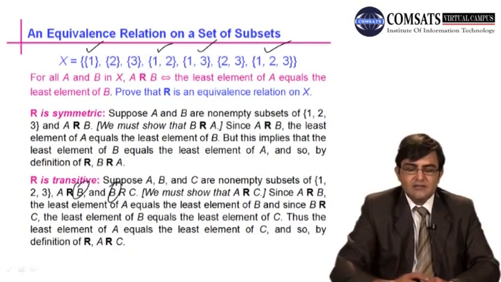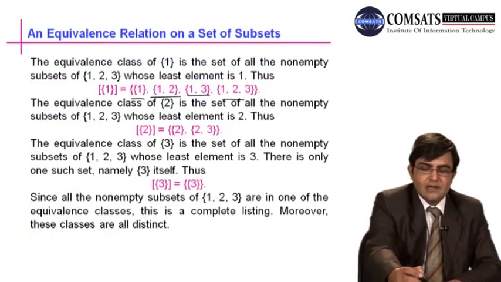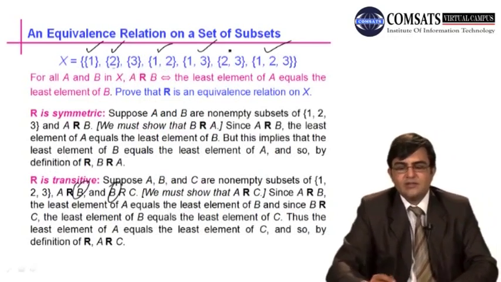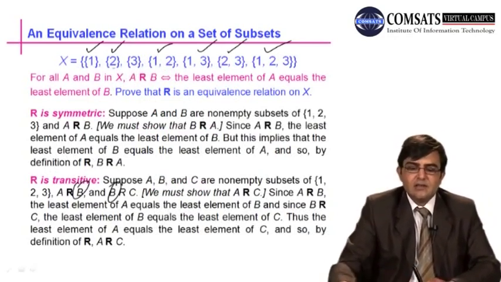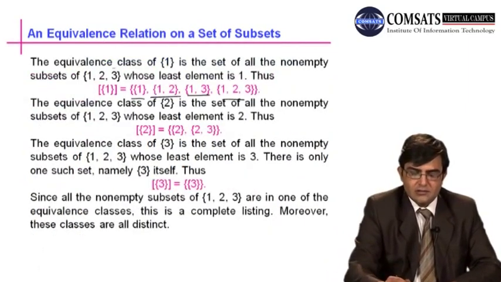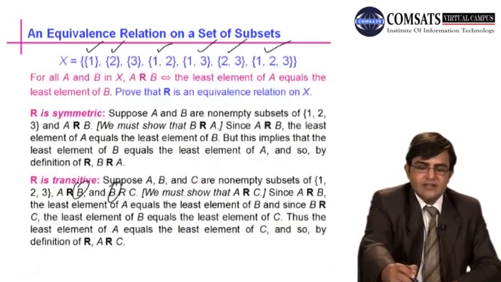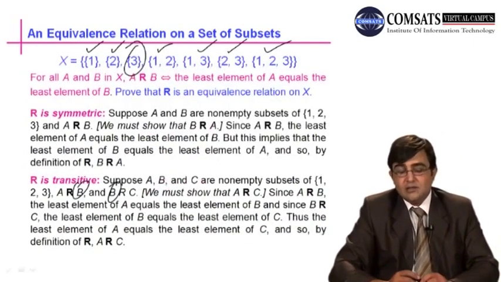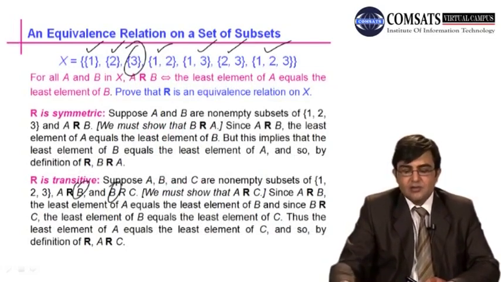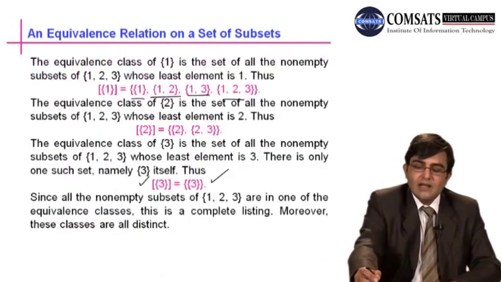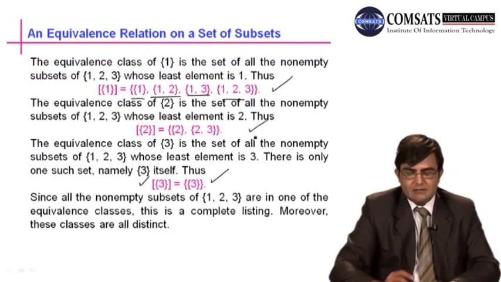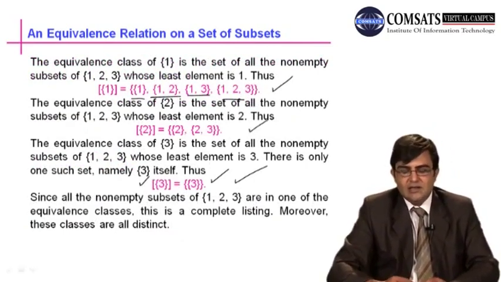Now the equivalence class for 2 contains these two sets, because the least element in these two sets is 2. Now for 3, the equivalence class contains only this set, because there is no other set in which the least element is 3. So we have this equivalence class, this equivalence class, and this equivalence class. This is how we can calculate the equivalence classes of a relation.